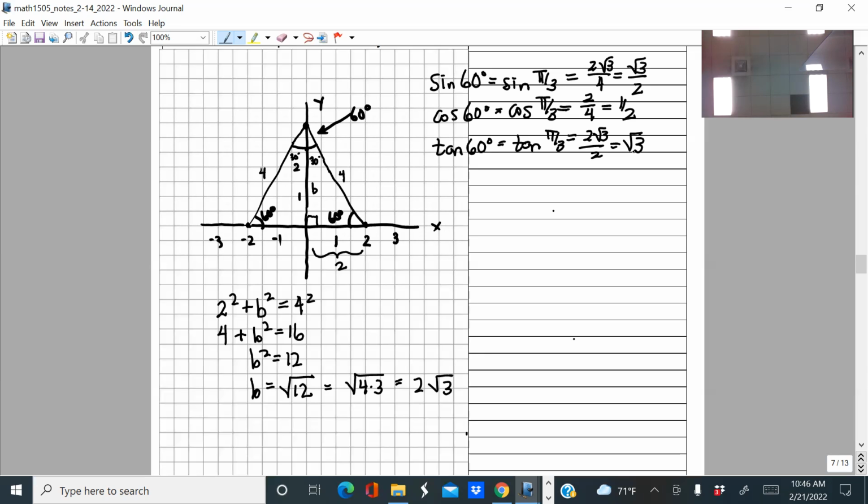And again, remember, you simply have to take the reciprocals of these numbers to find the cosecant, the secant, and the cotangent, right? So you just flip these values to get the cosecant, secant, and cotangent for pi over 3.